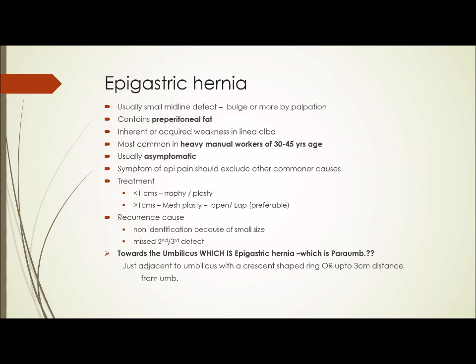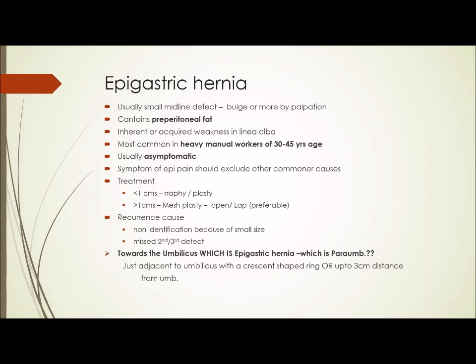Now, the second thing is a very, very important thing. Often in the OPDs, the residents ask you, which is epigastric and which is paraumbilical. When do we call a hernia between the xiphisternum and the umbilicus paraumbilical, and when do I call it an epigastric hernia? Now, there are a number of definitions. Nobody agrees on that, but a logical definition would be anything in close vicinity to the umbilicus.